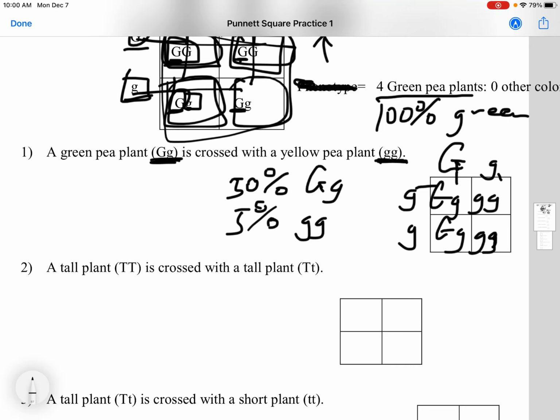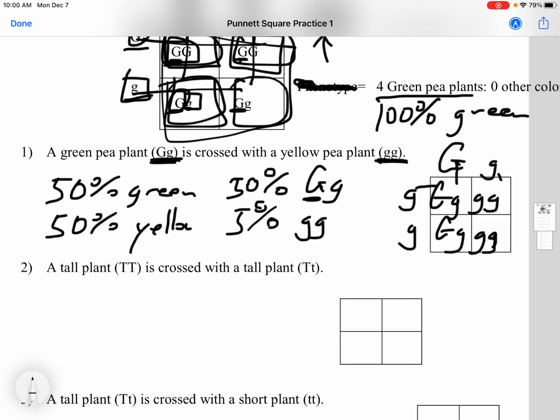So I would look at this. The offspring have a 50% chance of being green, okay? And that is simply because 50% of them have that dominant allele as one of their pairs. Then I would also notice that 50% of them are most likely to be yellow because of this homozygous recessive combo, showing that they don't have any of those dominant alleles and so therefore they have to be yellow.